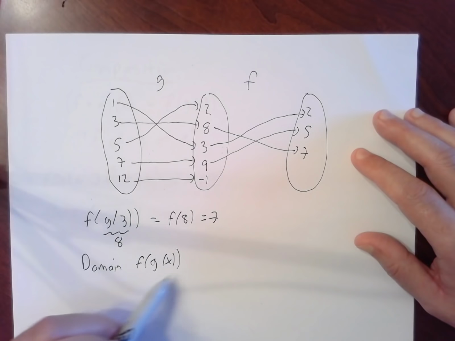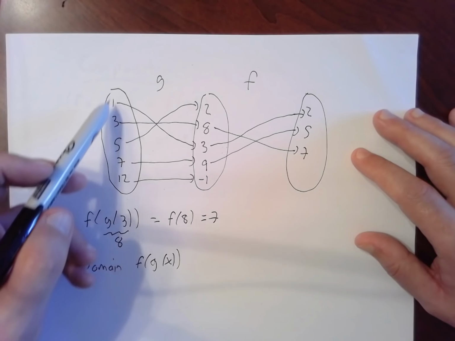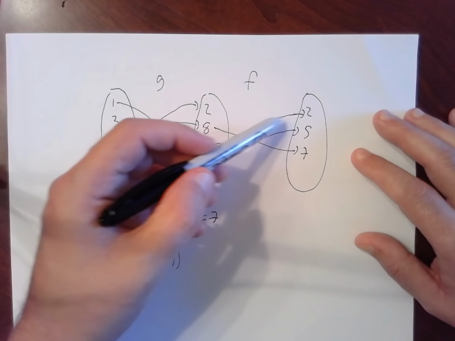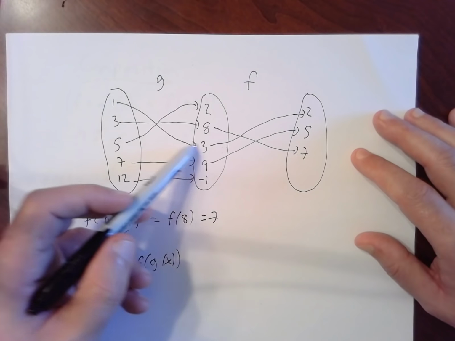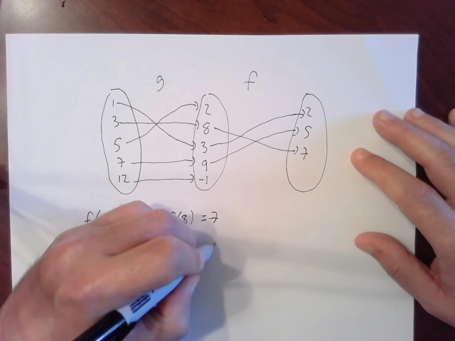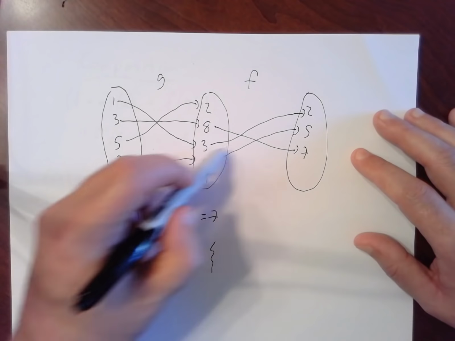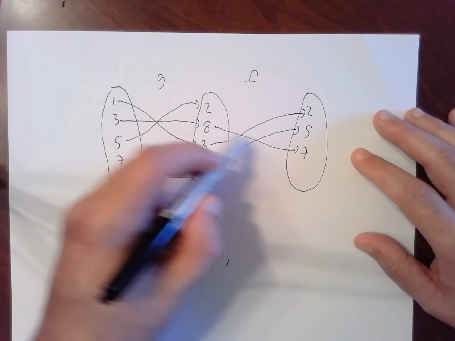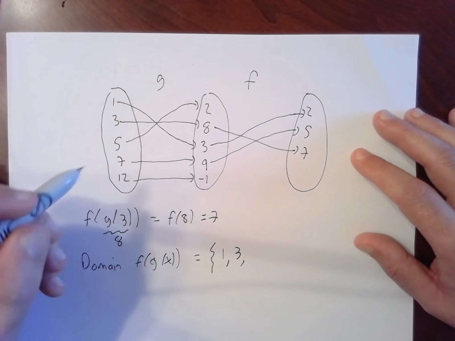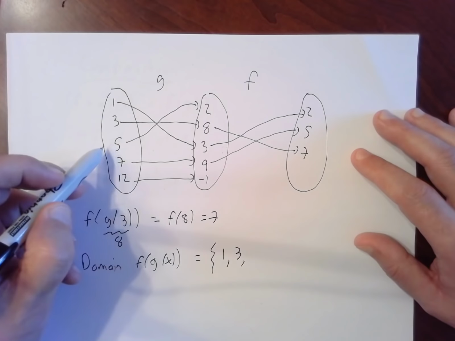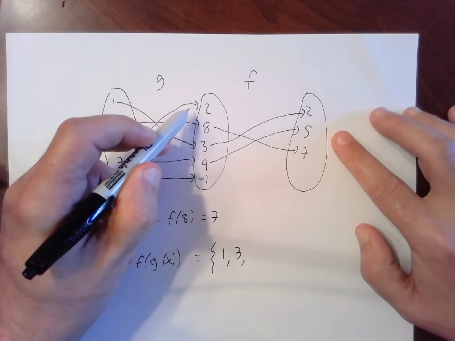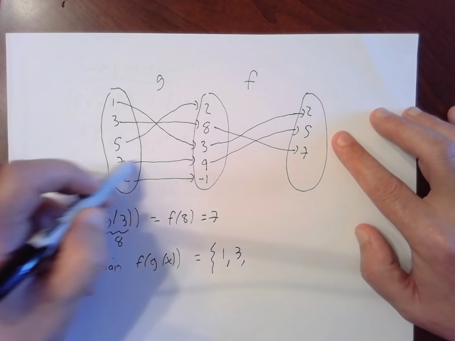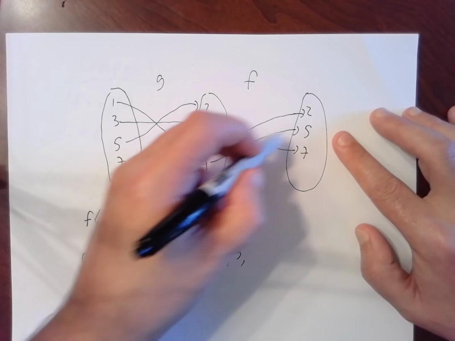So the domain of f of g of x are just the numbers that have a place to go in g, and have a place to go in f. So following everything all the way back, looks like 1 is good. 1 goes to 3, and then to 2. 3 is good. 3 goes to 8, over to 7. 5's no good. 5 stops, doesn't go all the way through to the range of f. 7's good. 7 goes to 9, through g, and then to 5 through f.